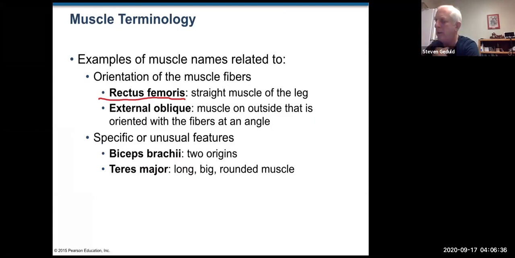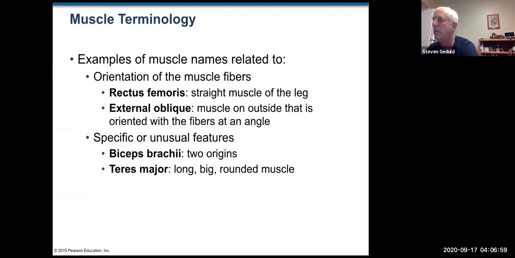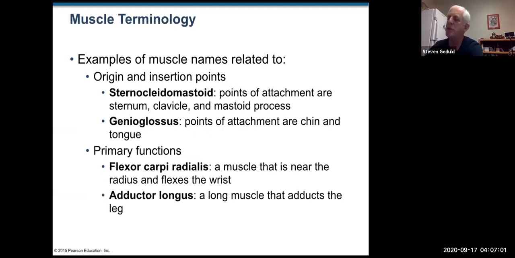External oblique: the muscle on the outside, external, and oblique means it's at an angle. Sometimes you can figure out what a muscle is from what it looks like and what it does. Biceps brachii has two origins. Teres major is a long, big, rounded muscle. They're named by origin and insertion point.